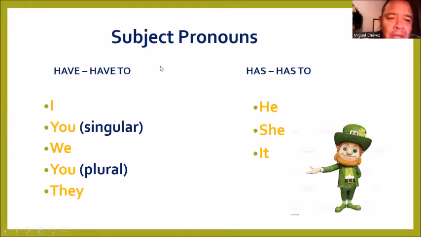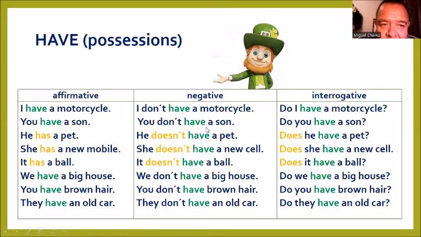Remember that we use have or have to with I, you, we, you, and they. And for the third person, we have has or has to with he, she, and it. Let's start with have to talk about possessions.